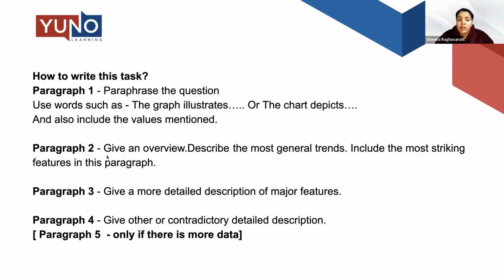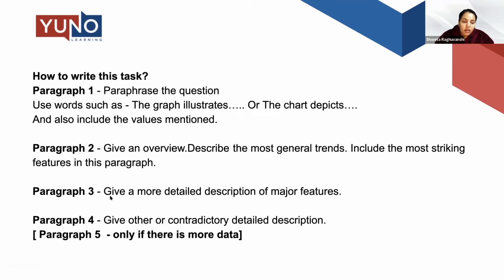Then in paragraph 2, you have to give an overview, just the overview. You're describing the most general and the most striking features. Over here, you will not include any kind of data. You're not going to include years. You're not going to include the percentage, how much a thing went up by how much percent, or anything. Just an overview that this was highest in this year, and for this year it was not that high, or it went down. Fine.